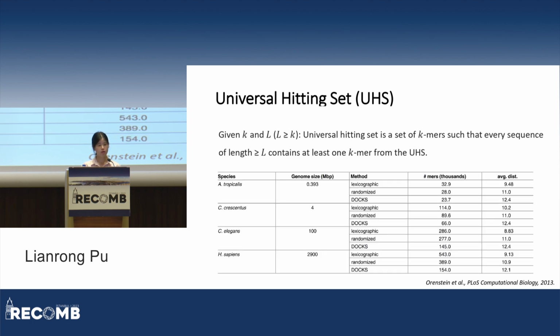Note that the problem of searching for the minimum universal hitting set is still open, and in their work, they proposed a heuristic algorithm, DOCKS, to calculate a small universal hitting set. In their experiments, they show that a minimizer based on the universal hitting set calculated by DOCKS can generate lower density compared to a minimizer based on lexicographic or random order. Like in the table here, in the human genome, a minimizer based on lexicographic order selected more than 500,000 k-mers as minimizers, while the minimizer based on the DOCKS algorithm only selected 150,000 k-mers.